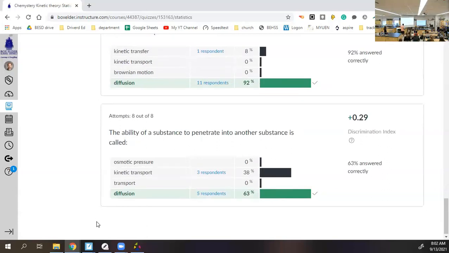The ability of a substance to penetrate into another substance is called diffusion. All right. So that's when the lighter colored beads and the darker colored BBs, technically, they were able to mix or penetrate into the rest of them. All right.